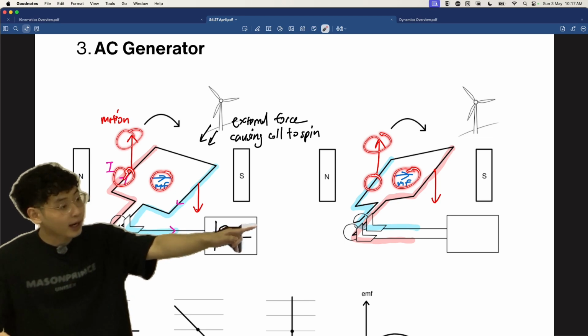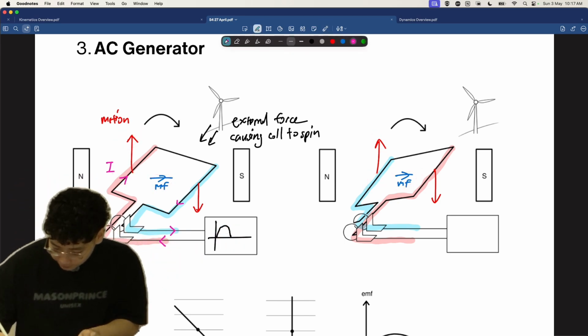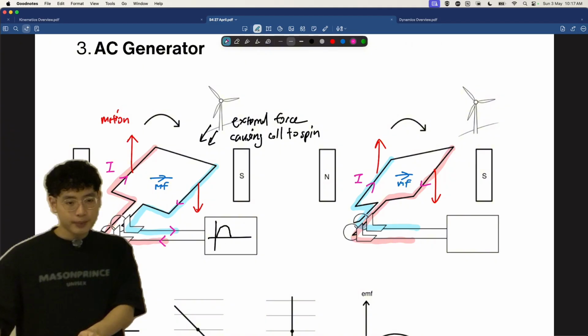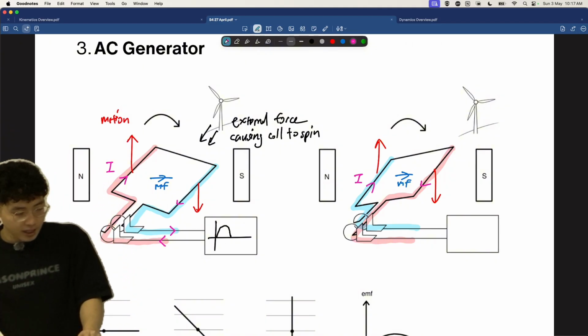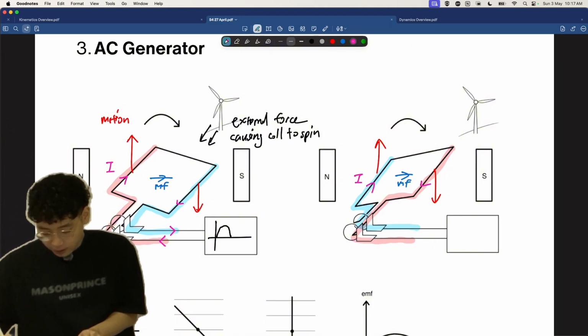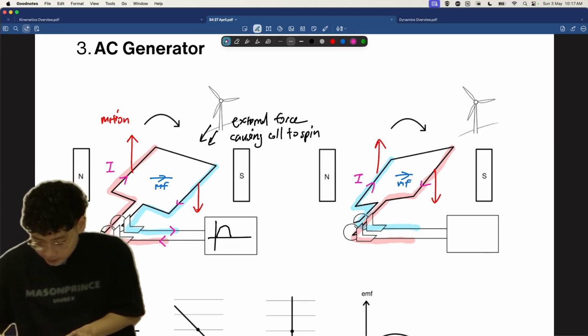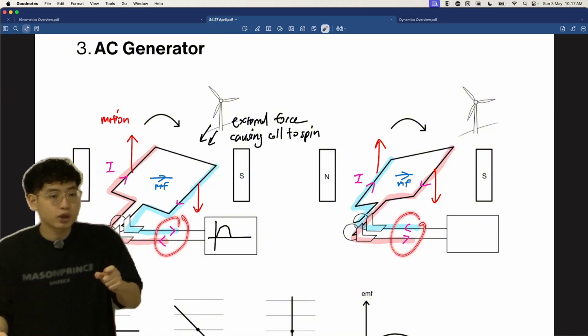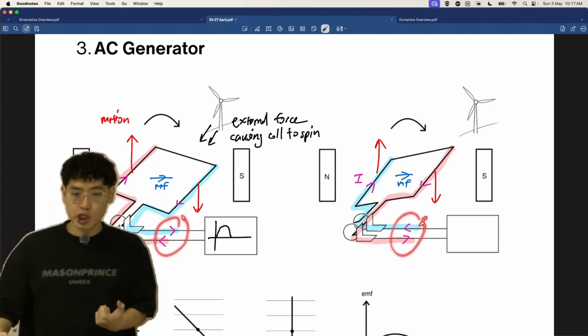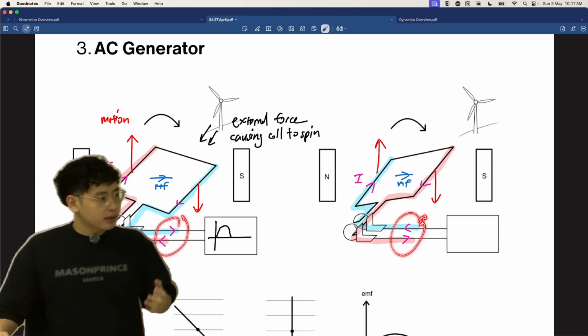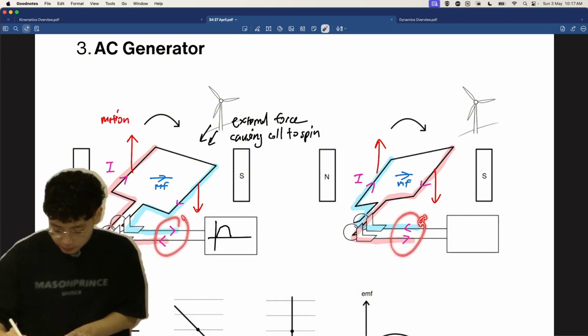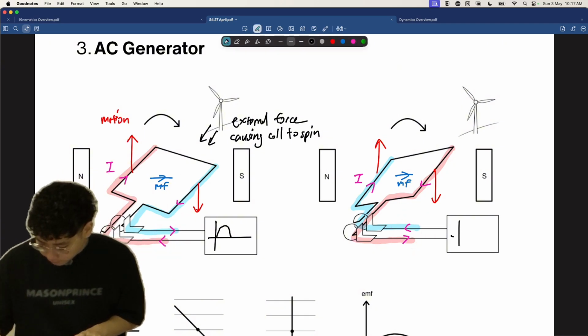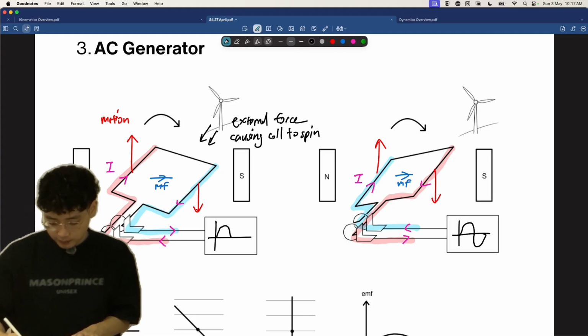Inside the coil, the current is still going to flow the same way, like this and like this. But now the blue color side is connected to the other side. So what we notice is that the current going into the output actually reverses direction. That's why when we draw the output voltage, it's going to be a full sine graph like this.